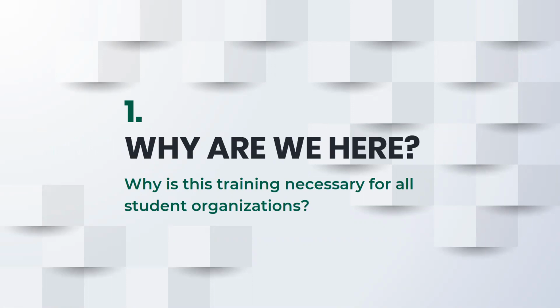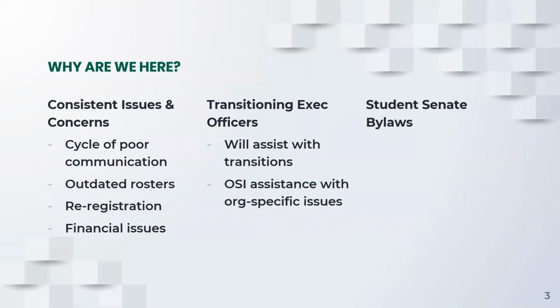So, first of all, why are we here and why are we doing this? We're going to talk a little bit about why this training is necessary and what the purpose is for having this training in particular. There are three main areas where we see consistent issues or problems come up for our student organizations. In order for us to get out in front of that and prevent these from becoming recurring issues, we felt that this training would be appropriate to help exec board leaders of organizations and advisors become more familiar with expectations and policies, to help them be more successful and help us be successful as well.